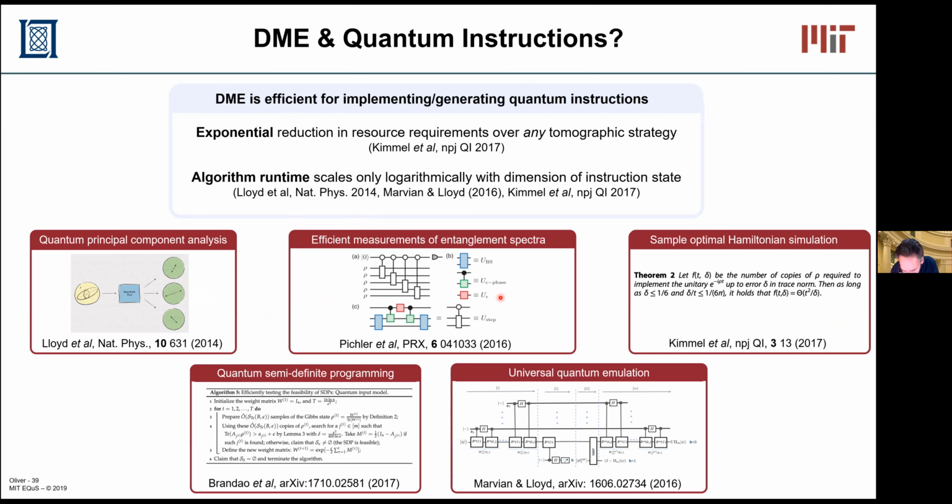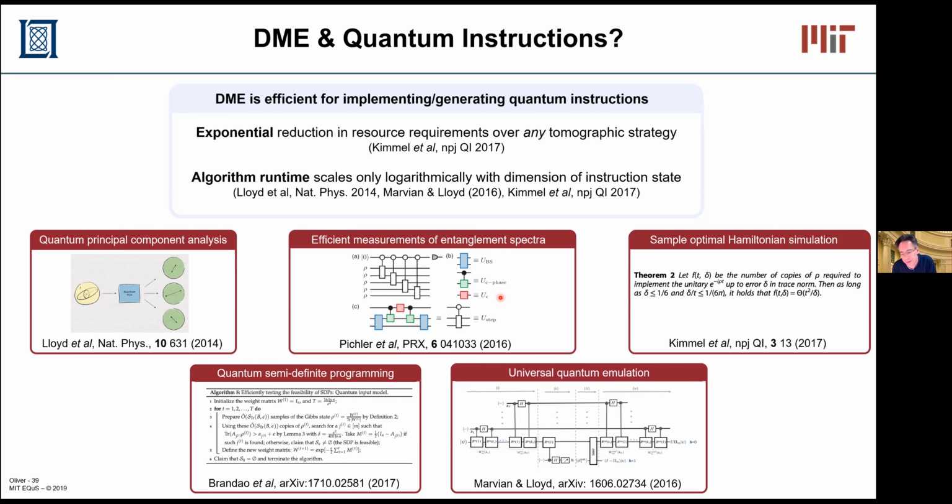And now I know what state it's in. Depending on that state, I have to perform this operation. But if it were a different state, I would perform a different operation. And the only way I know what to do next is if I tomographically reconstruct the current state. But we know that's not efficient.